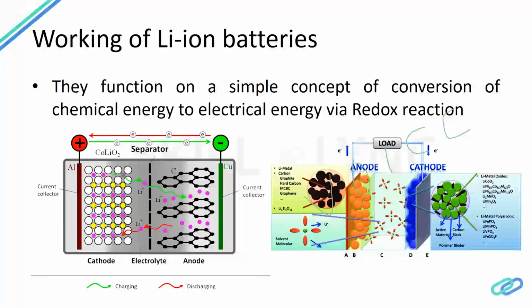So we'll talk about how lithium ion batteries actually work. What is the principle behind them? They simply work on the principle of converting chemical energy into electrical energy via redox reactions, right? Oxidation reduction reactions. So we have one positive electrode and one negative electrode, which is shown in the figure on the left. And then you have lithium ions going from left to right or right to left, depending upon whether you are charging or discharging the battery, right?